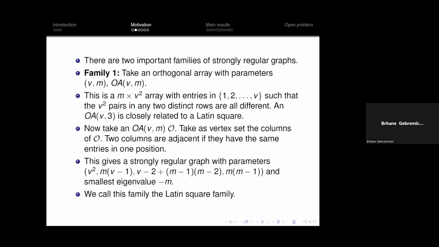the k value becomes m times (v minus 1), lambda becomes v minus 2 plus (m minus 1) times (m minus 2), and mu becomes m times (m minus 1). And the smallest eigenvalue for such a graph is negative m. So we call this family the Latin square family.